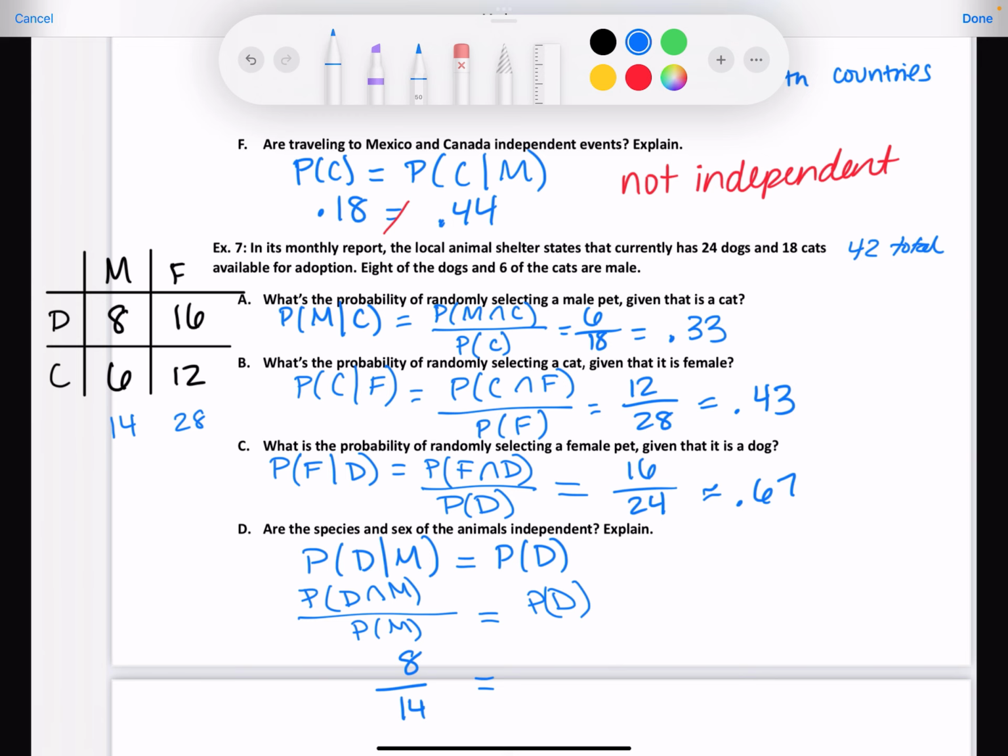Okay, it's 24 out of 42, so whatever that ends up being. So 8 divided by 14 is 0.57. And 24 divided by 42 is 0.57. So since they're the same, it is independent. So totally fine to do it that way. It just makes more work. So if you want to get out the easy way, just use one that's already given to you.